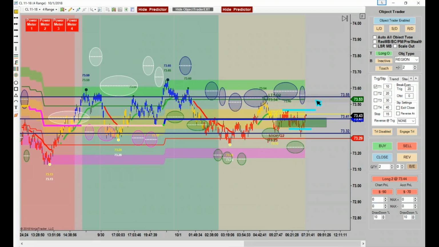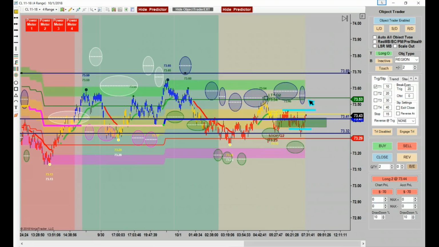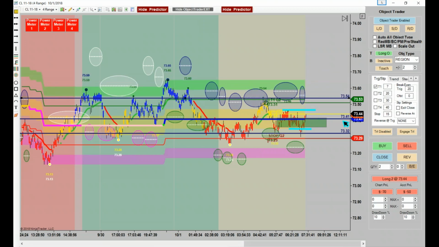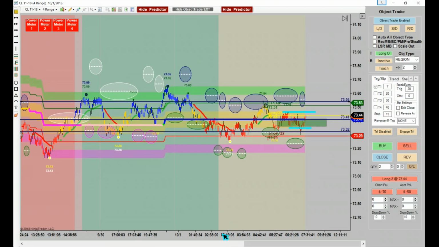Okay, let's see if we can get up to 50. I usually like to fade a top by 2 ticks because a lot of times that's what the professional traders will do to begin with. So let's see if we can get our 50 bucks back.